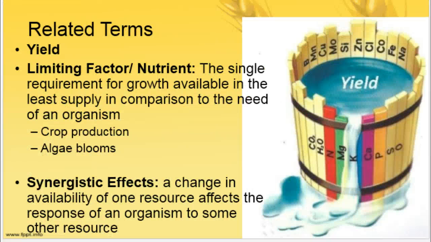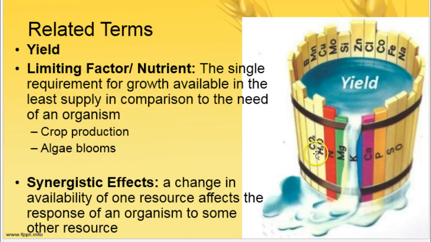So there's a couple terms that are related to this that we should understand. The first is this idea of yield. When we're talking about crops, the yield is basically how much of that particular crop we're going to produce. So if you yield 200 bushels of corn, that's how much you were able to grow and make successfully. And the yield is always determined by a limiting factor or limiting nutrient.